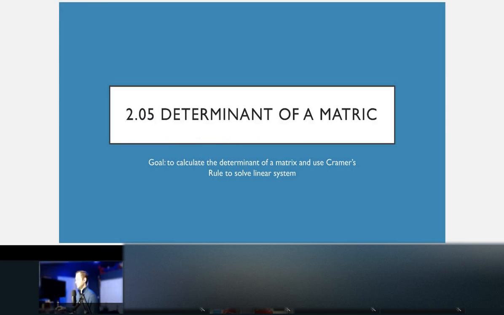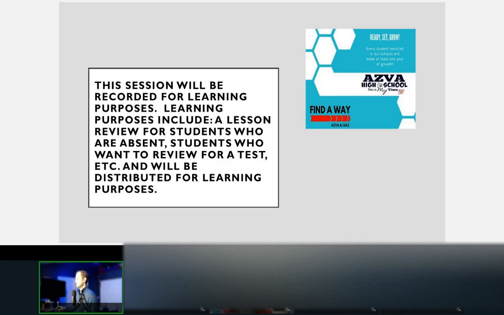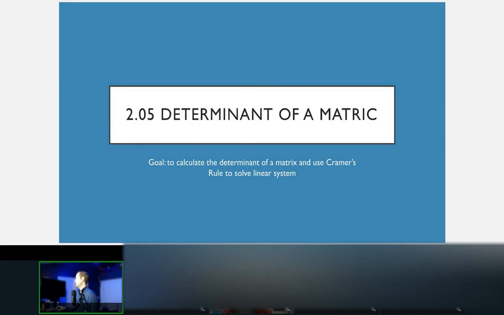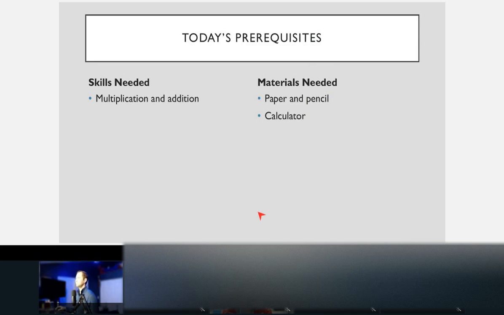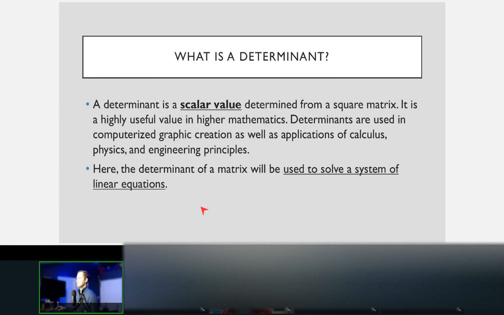All right, let's go to today's lesson. 2.05, determinant of a matrix. I need to fix my spelling later. All right, paper, pencil, pen, calculator. So super easy stuff. I think you'll like today's lesson.